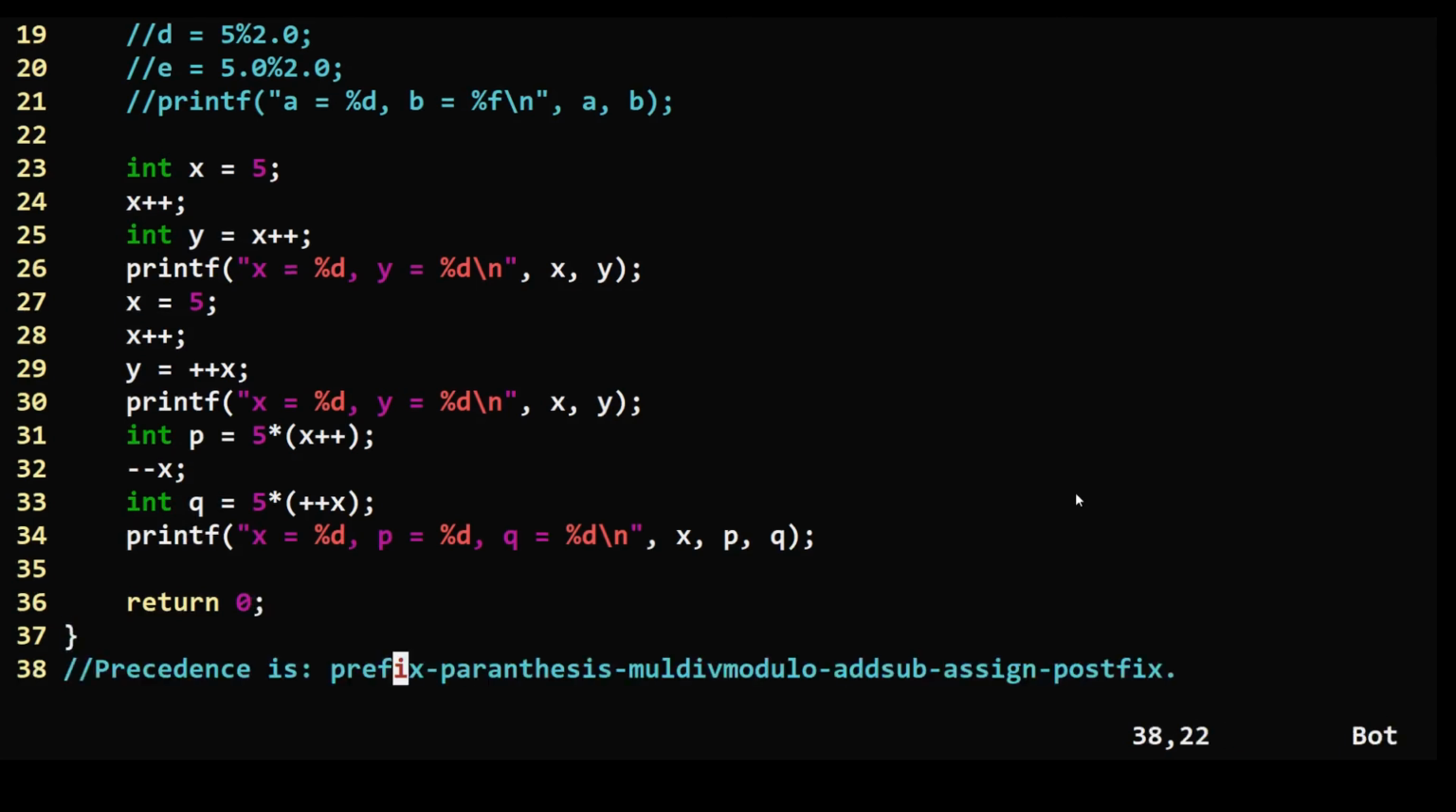So now as a summary, here is the order of precedence. Prefix, parenthesis, multiplication, division, modulo, addition, subtraction, assignment, and postfix.